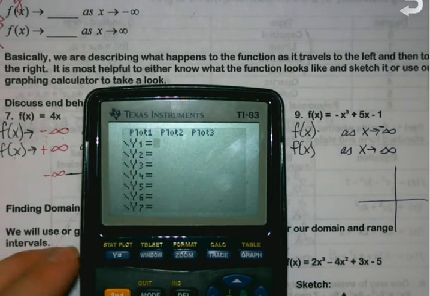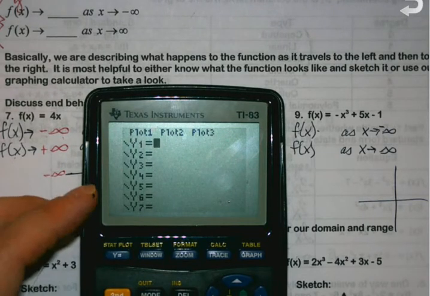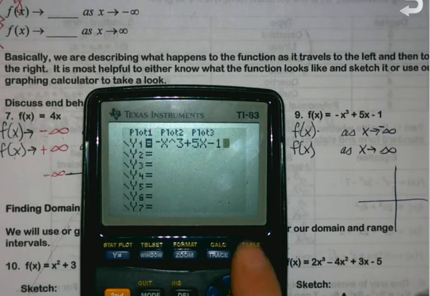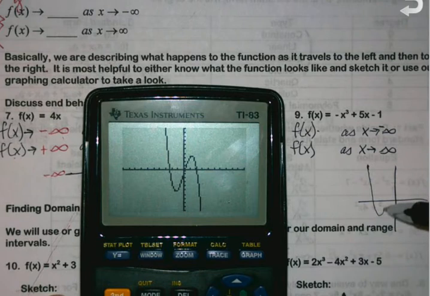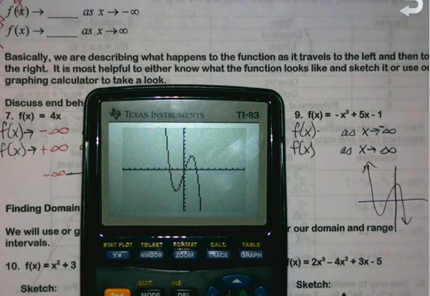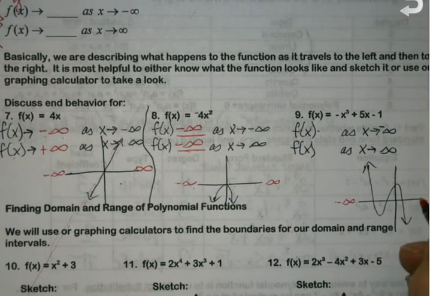And again, if I didn't have access to a calculator, I could just plug some values in to get a general idea of what this looks like. Negative x to the third plus 5x minus 1. Graph this. That's kind of funky. So it goes like this, like this. And again, I'm just approximating what the shape looks like. The values themselves don't make a whole lot of difference. So I don't need to be hitting the table and plotting specific points for these. As long as I see what's going on in general, that's going to be good enough.